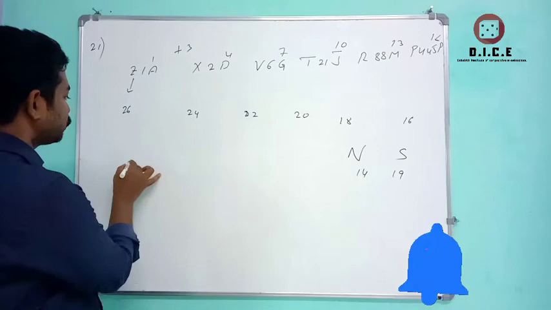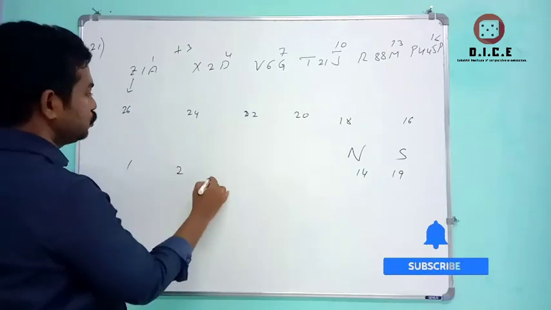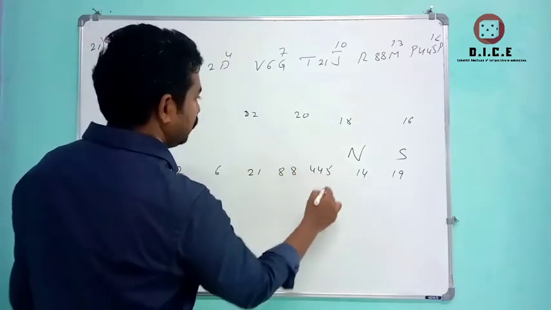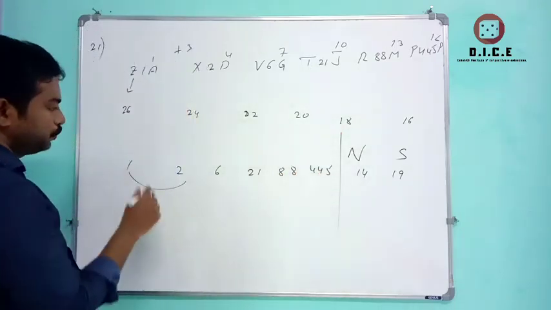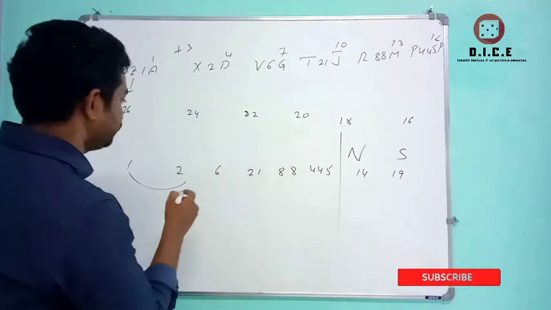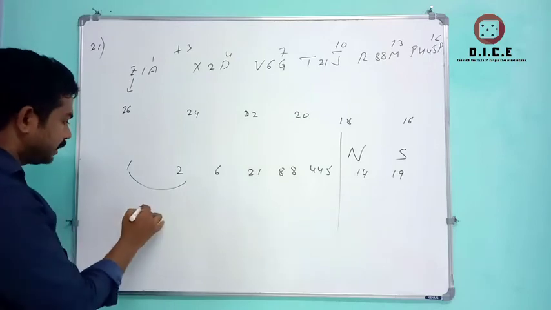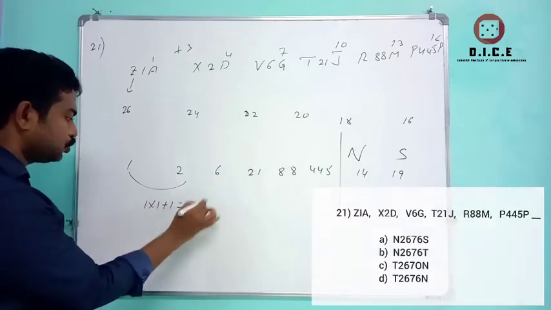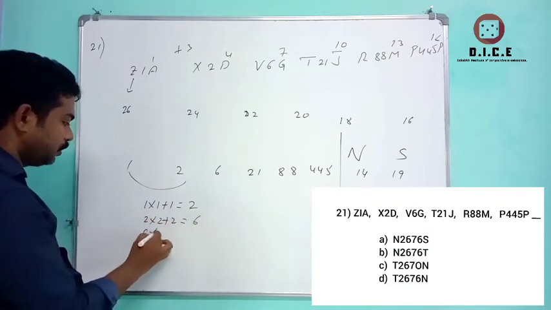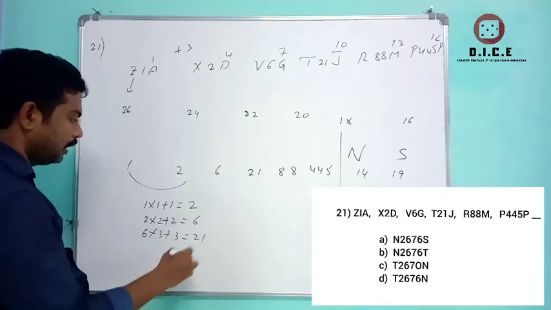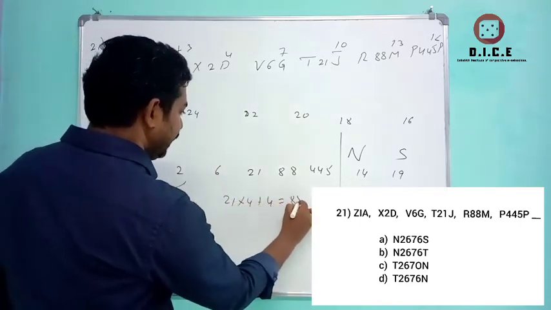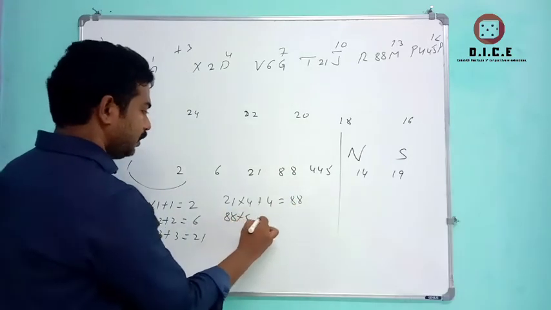But if you want to see the numbers also, 1, 2, 6, 21, 88, and also the number 445. So if you see here, 1, 2, 6, 21, 88. Now if you see here, this can be considered as 1 into 1 plus 1 is nothing but 2. 2 into 2 plus 2, that is nothing but 6. And 6 into 3 plus 3, that is nothing but 21. And similarly 21 into 4, that is 84 plus 4, that is nothing but 88. Similarly 88 into 5 plus 5.